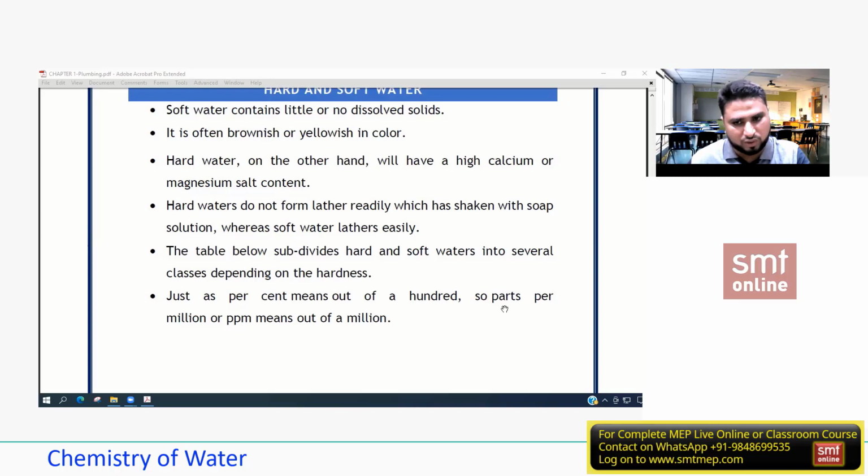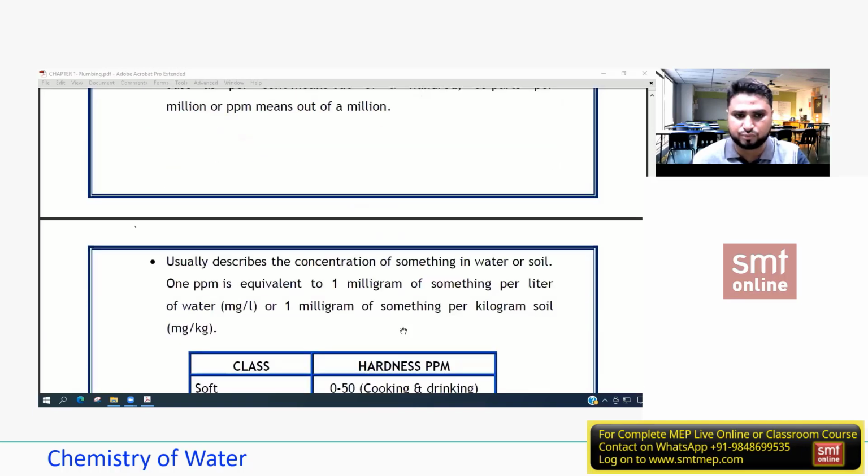Right. So ppm stands for parts per million, meaning out of a million. We are here to find out in 1 million, what is the part in that. Like in 100, we take 60% or 70% out of 100, here it is one part out of 1 million. That is measured with a device, and we can say whether this is hard water or soft water.